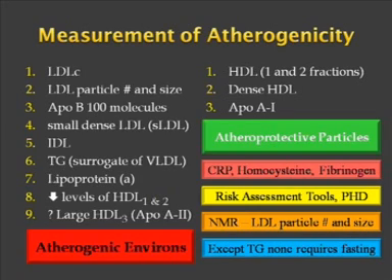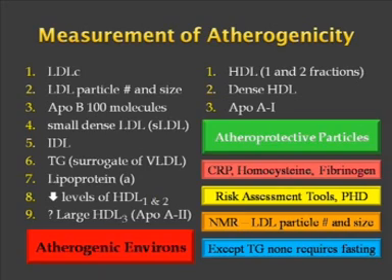Triglycerides are a surrogate of VLDL. Triglycerides and VLDL are not directly atherogenic, but they give rise to IDL and they give rise to LDL, and most importantly they give rise to small LDL. The triglycerides and VLDL are increased in metabolic syndrome, in people with insulin resistance, in people who have abdominal obesity.